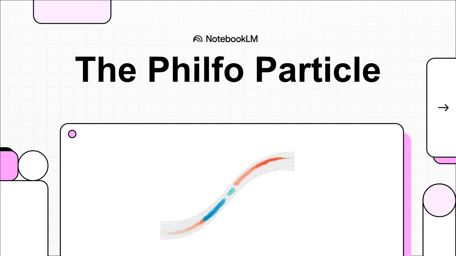Welcome to The Explainer, where we break down complex ideas using the source material itself. Today, we're jumping right into a paper that proposes a really radical new theory of everything. It attempts to connect physics, biology, and even consciousness through one single foundational concept.